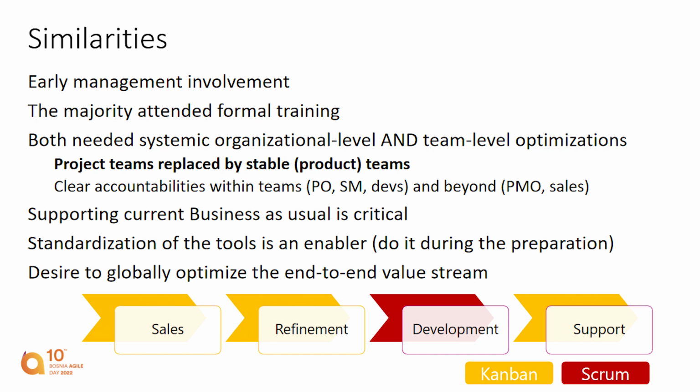Okay, this is an interesting part of the story. So remember the first way of DevOps and system thinking. Both organizations wanted to optimize the whole value stream, so including sales, refinement, where they work on requirements, development, support, and some of those processes were modeled as Kanban, continuous flow, some as iterative incremental Scrum, and optimized, and we did optimize those processes.